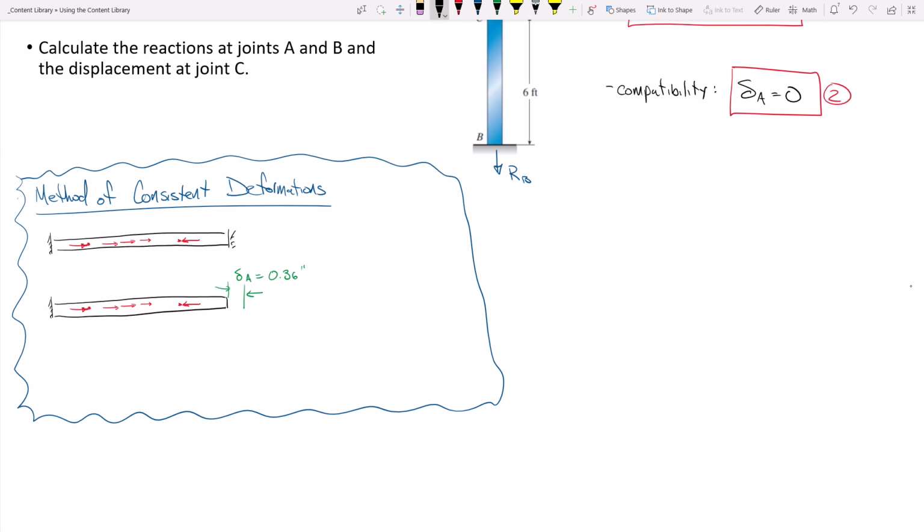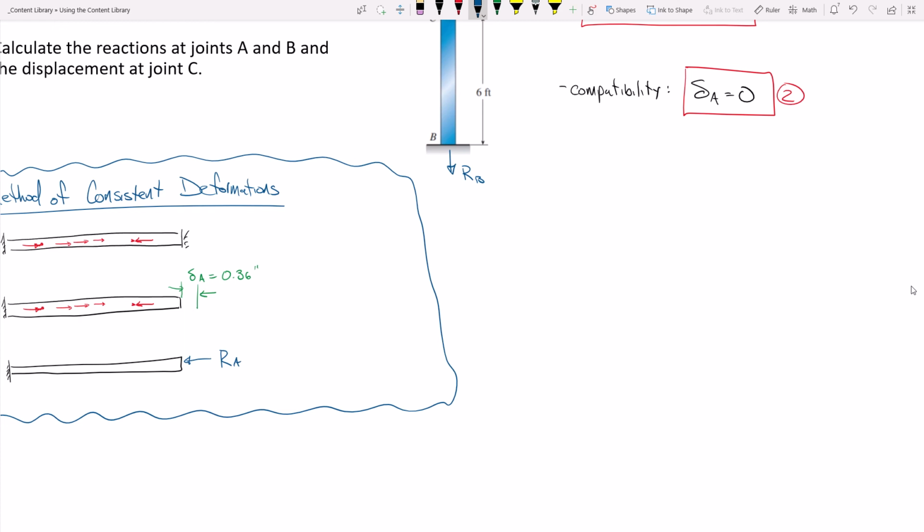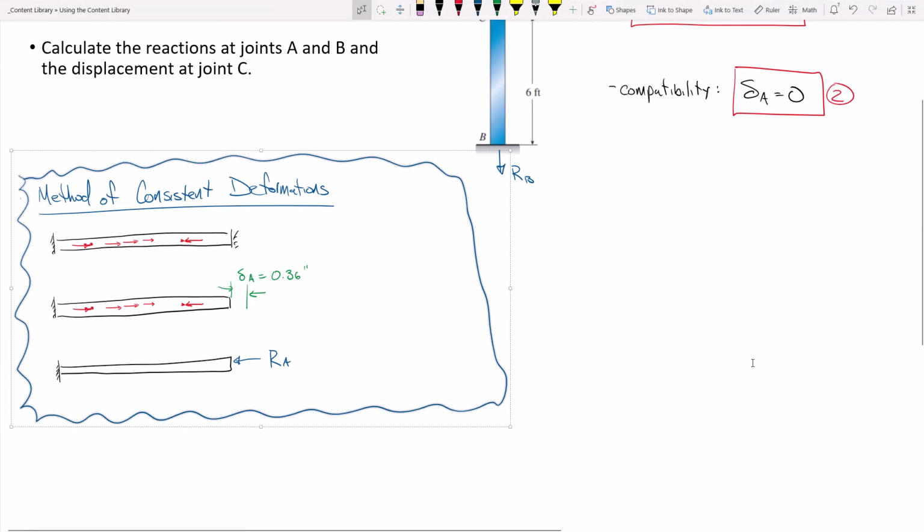What I then do is a completely separate analysis on this bar right here with no loads present, and I ask how much force do I need to apply to get it to deform 0.36 inches in the other direction, right? So if I remove this support, it deforms 0.36 inches to the right. How much load is required to deform it 0.36 inches to the left? And whatever that load is, that is the reaction. Okay, does that make sense? Because if I take this reaction and put it there, the net displacement is 0. Everybody with me on that?